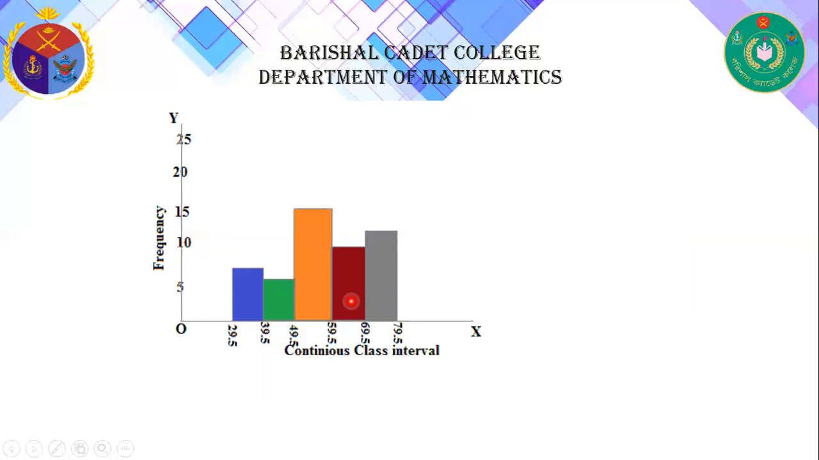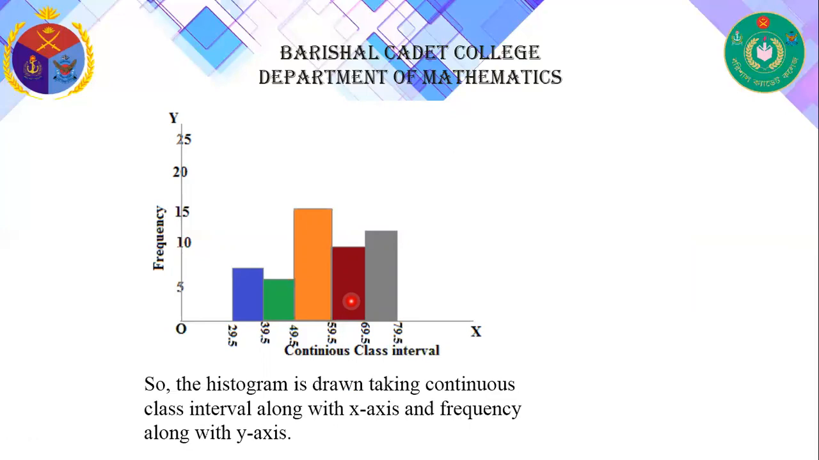the rectangle. So here we have to mention that the histogram is drawn taking continuous class interval along the x-axis and frequency along the y-axis. We have to mention that we use continuous class interval as x-axis and frequency as y-axis. This is for histogram, how to draw a histogram.